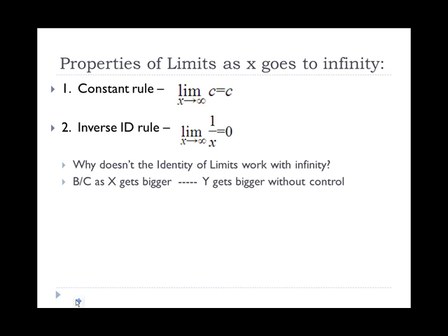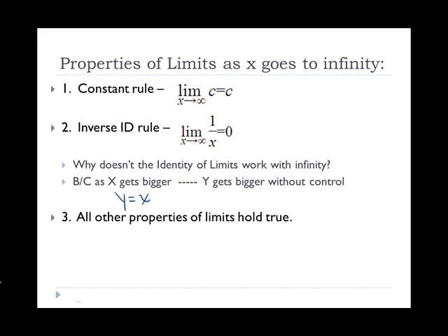All the other properties for limits hold true, like the sum of the limits is still the limit, and so on. Okay. I asked in this slide, why doesn't identity work? Well, the identity, remember, is y equals x. So as x gets bigger and bigger and bigger, what happens to y? It also gets bigger and bigger and bigger. All right, let's put this to work.